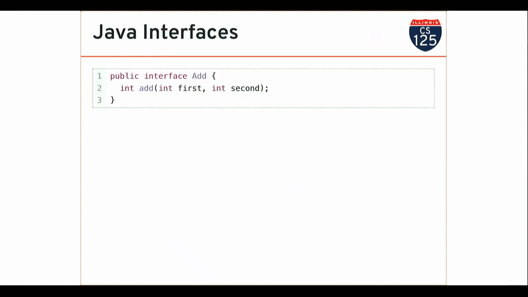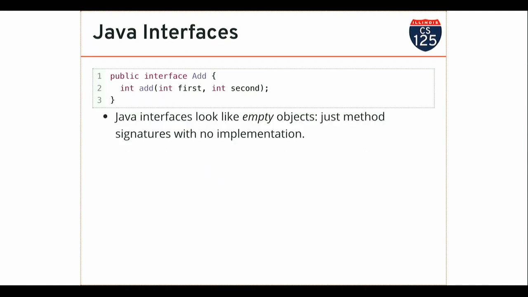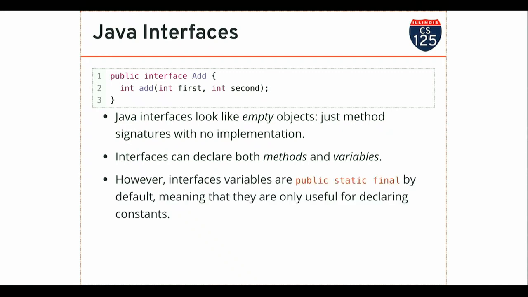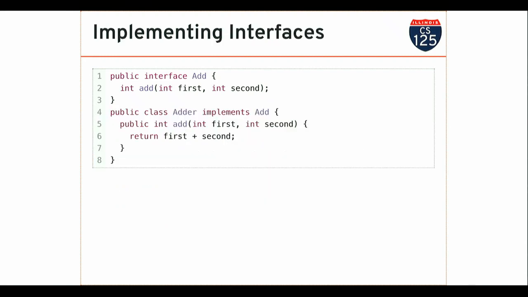Okay, so we talked last time about the fact that Java has a fairly specific definition of interface. Don't let that limit your understanding of what an interface is. Now in Java, interfaces kind of look like empty objects. Just a signature for a method, but no implementation. We can declare variables inside an interface, but typically we're only going to declare methods. So the way we think about an interface in Java is it's a set of methods that a class has to implement in some way in order to implement the interface. So in order to implement add, your class has to implement a method called add that takes two ints as parameters. That's what you have to do. All right, so we looked at this.